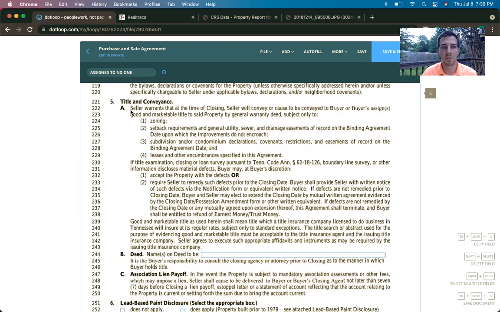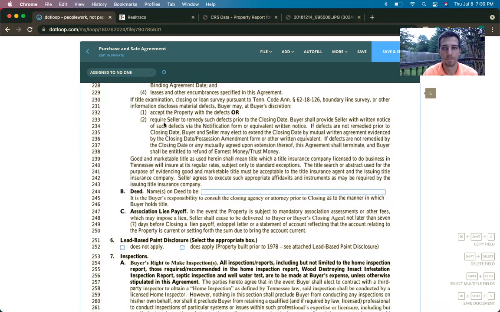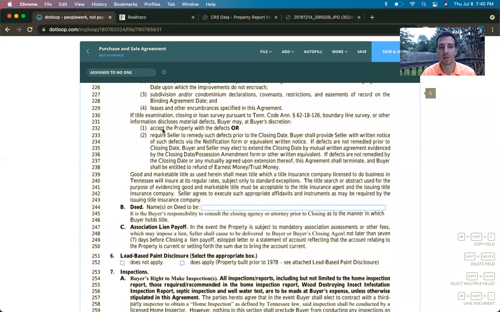Title and conveyance. This is just saying the seller at the time of closing will convey a good and marketable title to property. So that means there's not going to be any liens or anything else outstanding like that. If there is any liens or anything else where you don't have a free and marketable title, then the buyer can either accept the property with the defects or require the seller to fix those issues prior to the closing date. And if they can't do it by the closing date, the buyer can walk away.